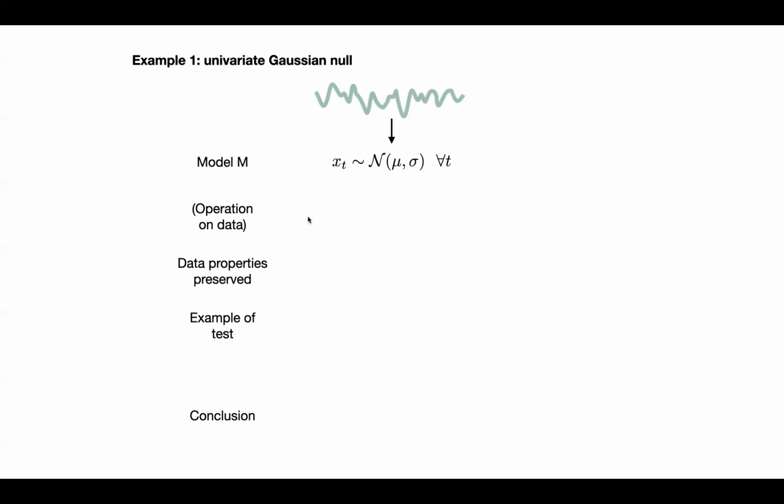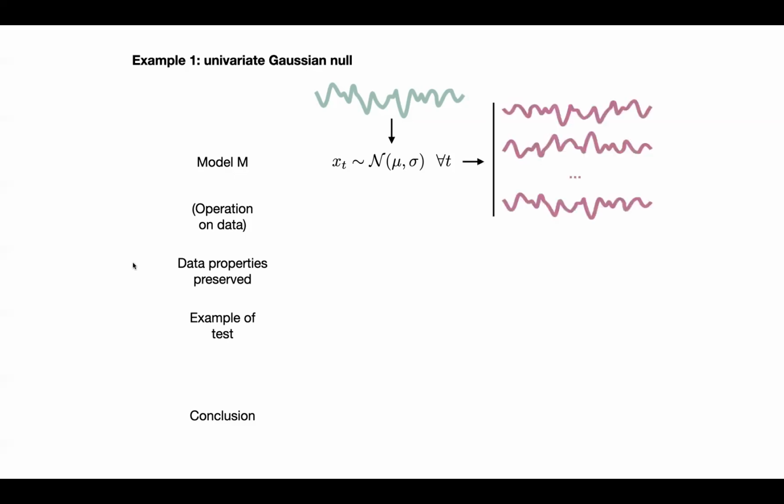Quite simple, I think. Here I have also one line for operation on data. You will see later on what this line is used for, but here we don't use that line. So from this model, once you identify the parameters mu and sigma from the data, you can generate as many surrogate time series as you want, where each time point will follow a distribution of mean mu and standard deviation sigma.